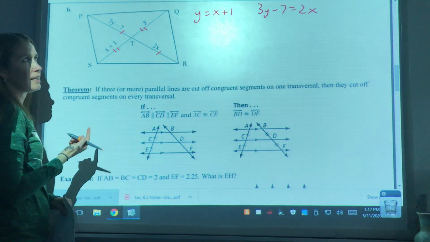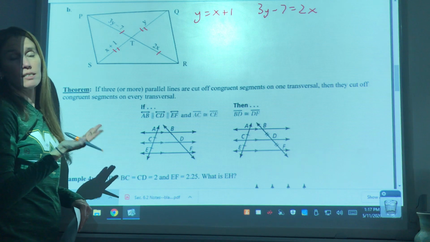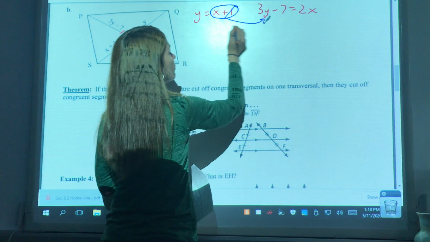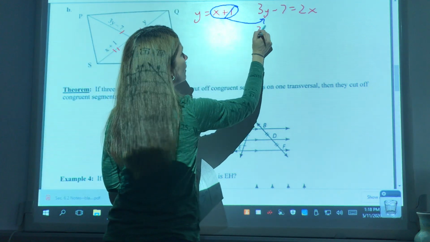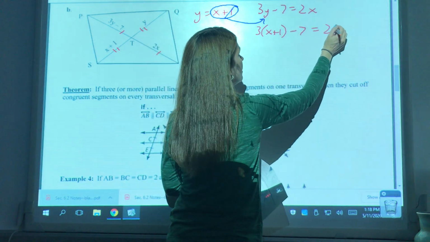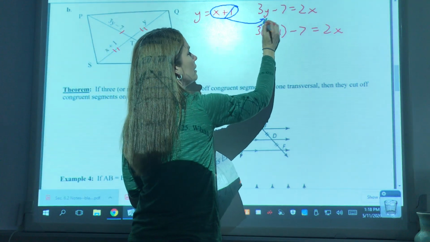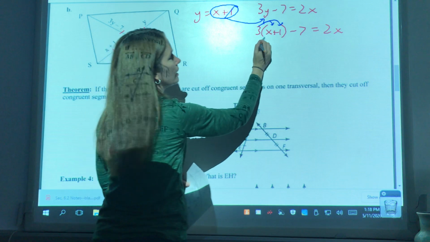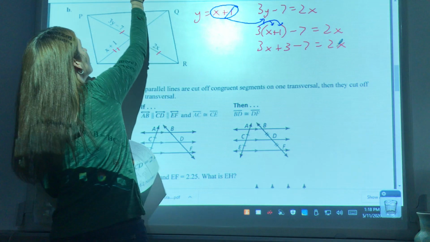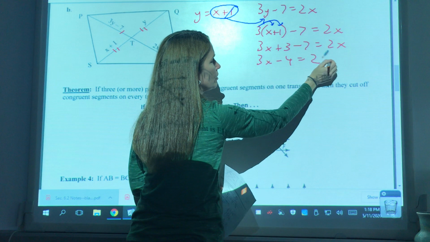Okay. So the nice thing about this one is it already says y is equal to x plus 1. That y is already by itself, so that lends itself really well for substitution. And I can go ahead and take that information and substitute it in for y's place. So when I do that, I've got 3 parentheses x plus 1 minus 7 is equal to 2x. Okay, from there I can distribute my 3. And I end up with 3x plus 3 minus 7 is equal to 2x. And from there, I can go ahead and say 3x minus 4 is equal to 2x.